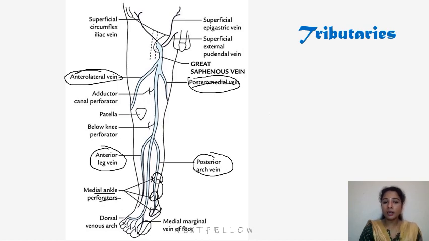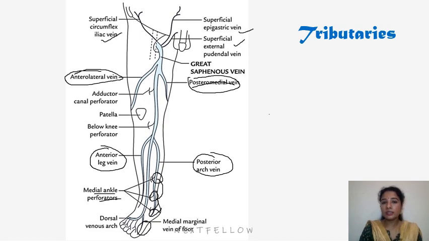And as the great saphenous vein traverses the saphenous opening, we can see it is joined by three veins, that is the superficial external pudendal, superficial epigastric and superficial circumflex iliac. But these three veins are considered as the tributaries of the femoral vein.